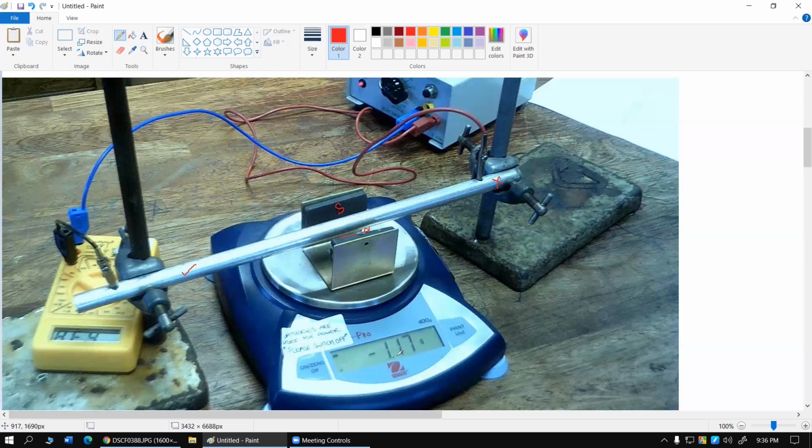In that case, the reading of this digital balance will be exclusively the weight of this U-shaped thing, the holder, and the two magnets. Am I correct or not? If there is no current, then the total weight that you're going to get is for the holder and the two magnets. That will be the reading.